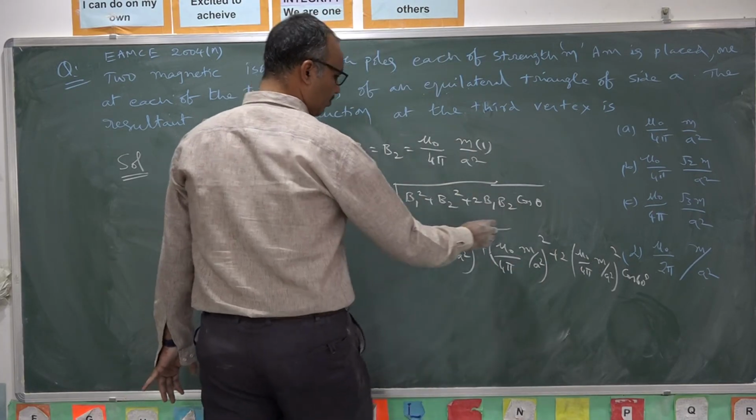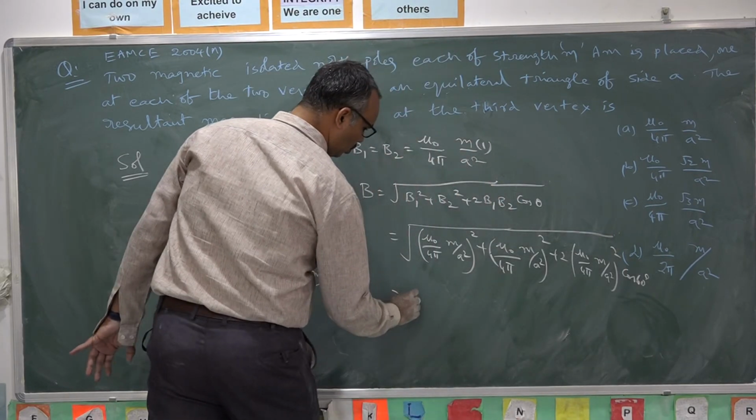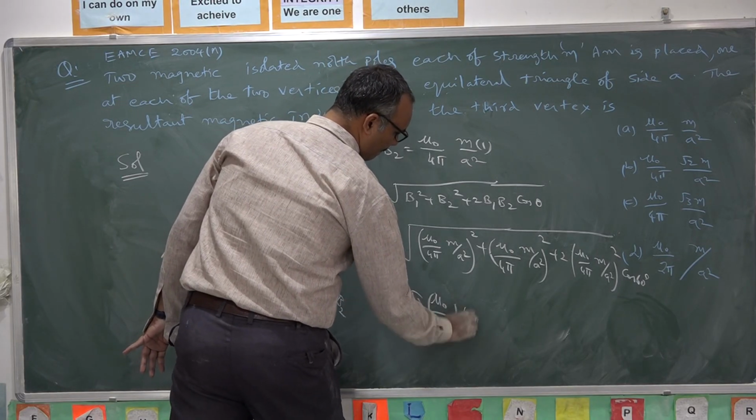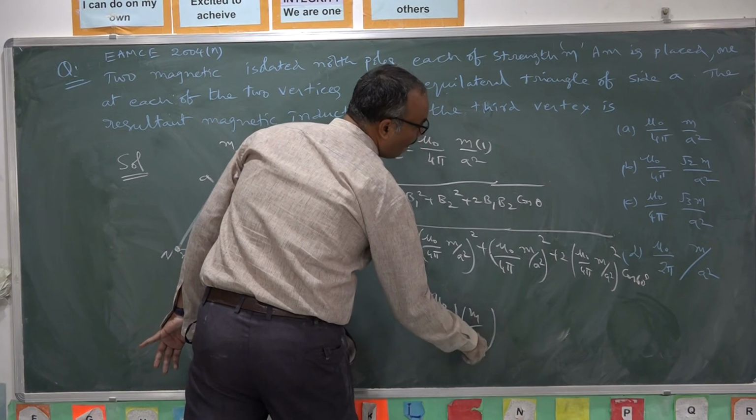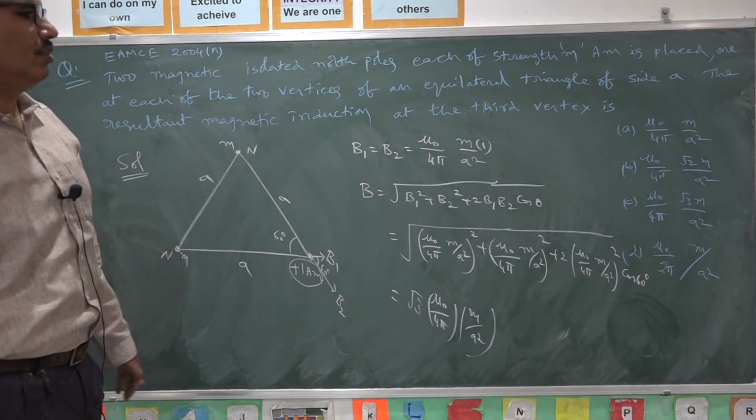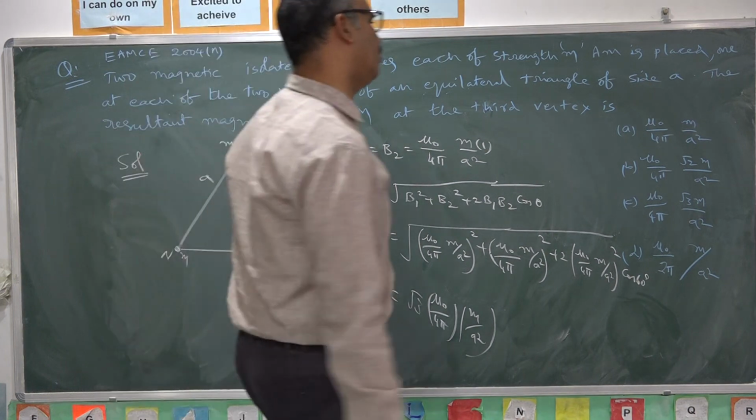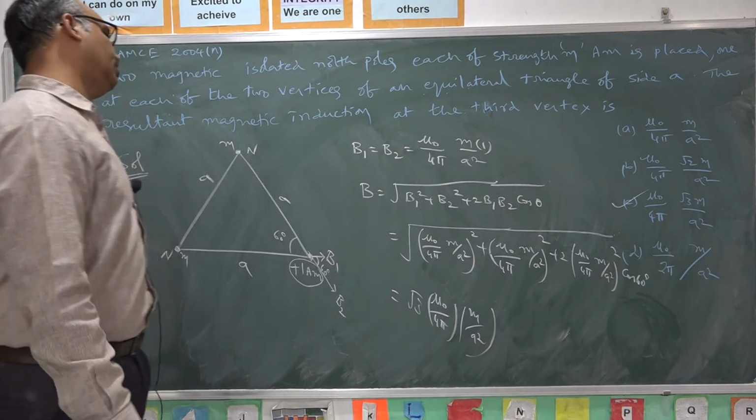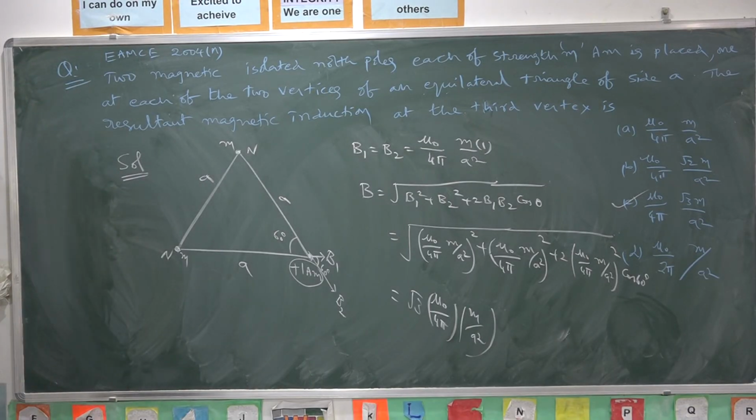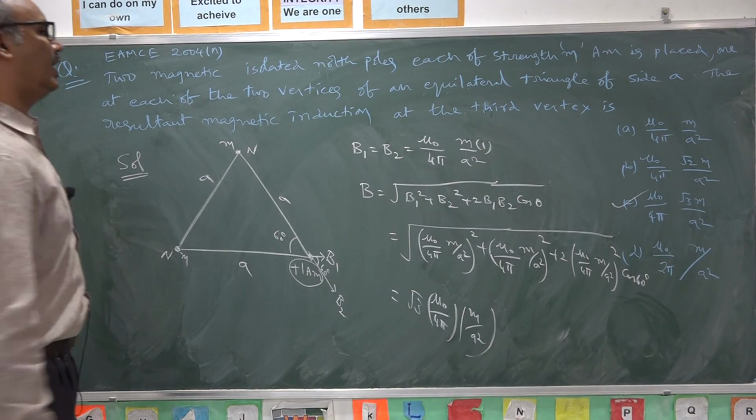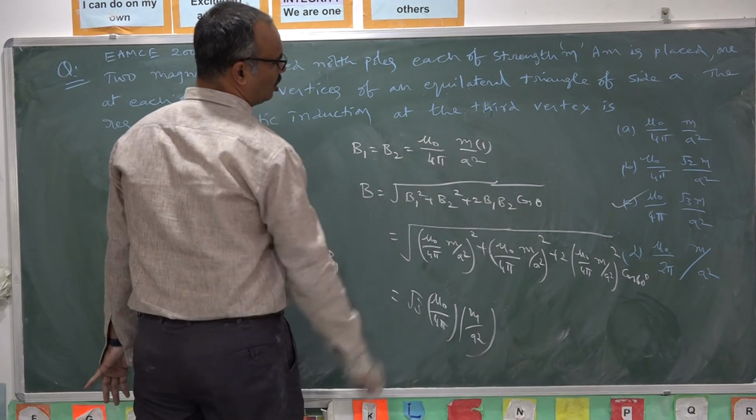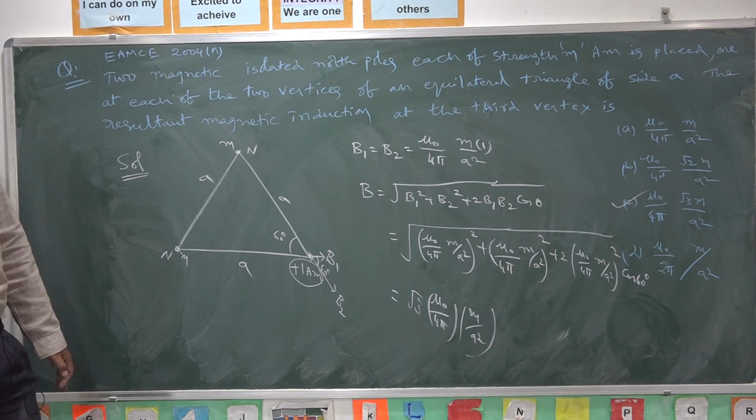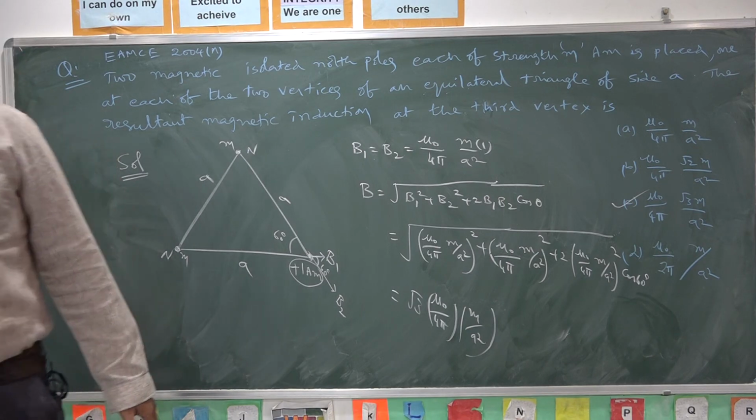The same squares are available three times. So it is root 3 mu naught by 4 pi into m by a square. That is the answer. Option C is the right answer. Very, very simple. By knowing the definition of magnetic induction, the force experienced by a unit north pole placed at a point, and by knowing the parallelogram law, we can solve the question. Very, very simple. Thank you.